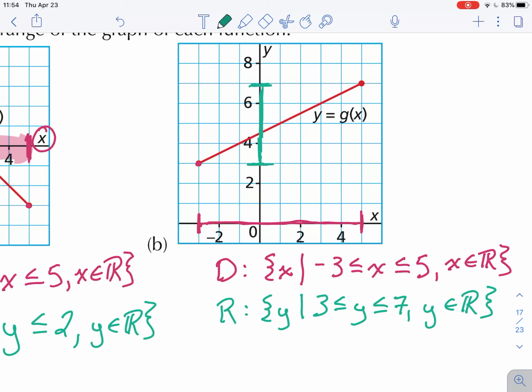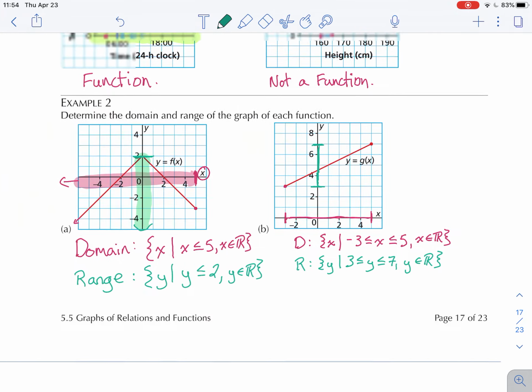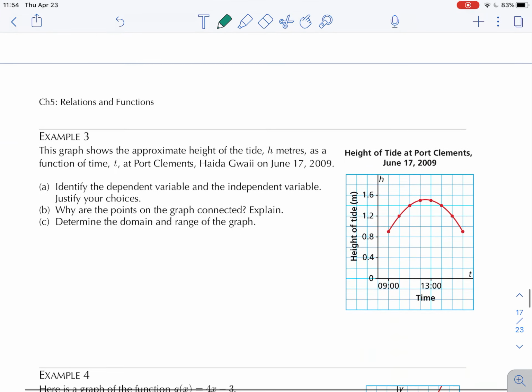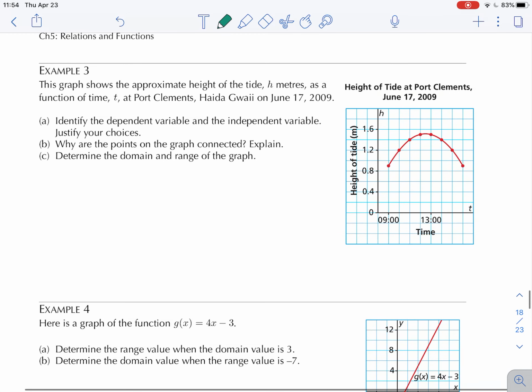So for range, you're looking up and down. What's the highest point? What's the lowest point? For domain, you're looking left and right. What's the farthest left point? What's the farthest right point?